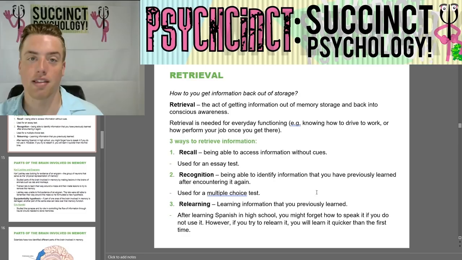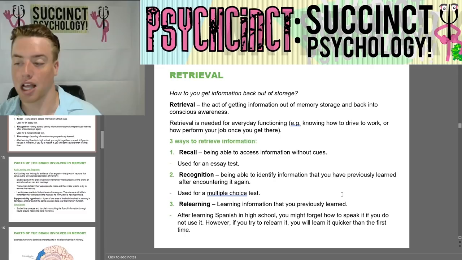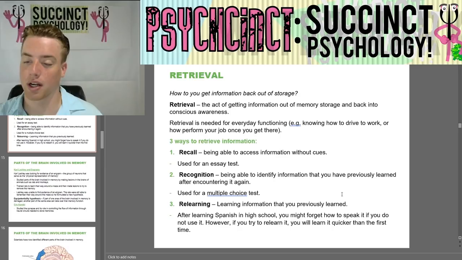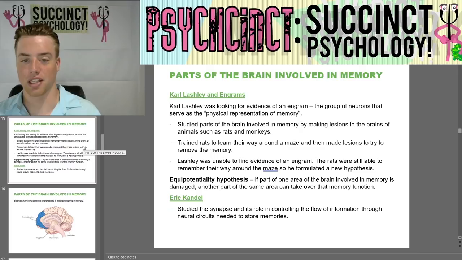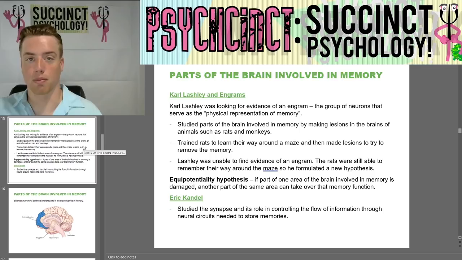So, after learning Spanish in high school, you might forget how to speak it if you do not use it. However, if you try to relearn it, you will learn it quicker than the first time. That's actually exactly what happened to me. I took some Spanish in high school and middle school. I learned a bit, stopped taking it after my freshman year of high school, and then I got to college, and I forgot a lot of it, but it was easier for me to learn than it was the first time in high school.